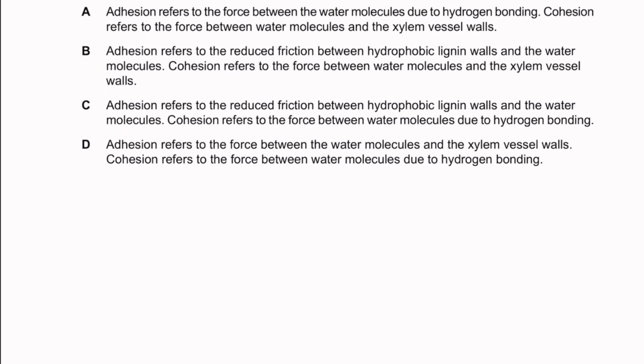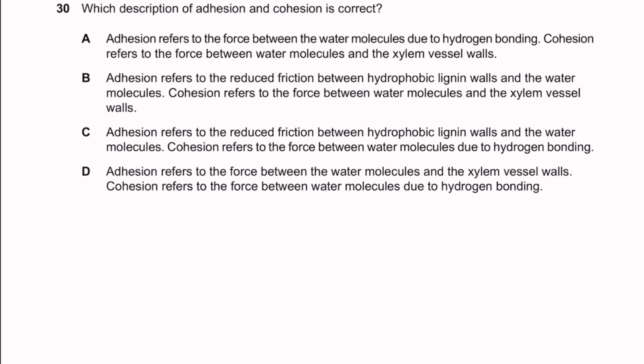Which description of adhesion and cohesion is correct? Adhesion refers to the force between water molecules due to hydrogen bonding. Cohesion refers to the force between water molecules and xylem vessels. That's totally the opposite. Cohesion is the force between the water molecules. Adhesion is the force that binds the water molecules to the walls.